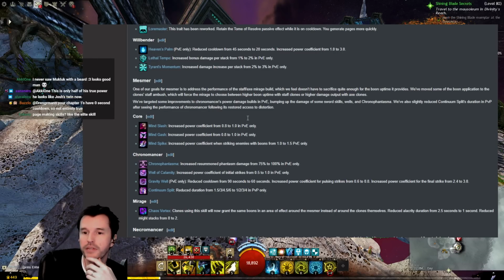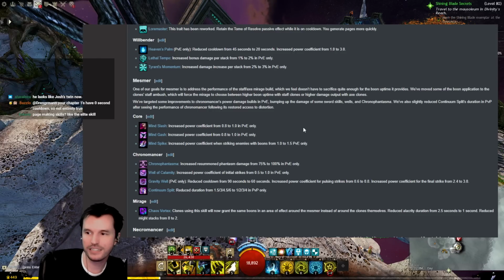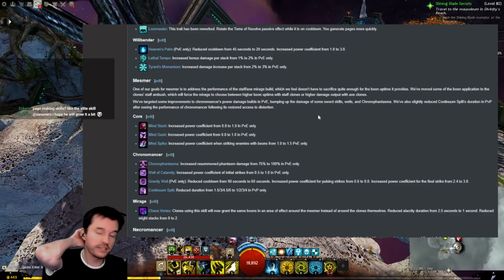We've moved some of the boon application to the clone's staff ambush, which will force the Mirage to choose between higher boon uptime with staff clones or higher damage output with axe clones. We've targeted some improvements to Chrono's power damage builds in PvE, bumping up the damage of some sword skills, wells, and Chrono Phantasma. We've also slightly reduced Continuum Split's duration in PvP after seeing the performance of Chronomancer following its restored access to distortion.